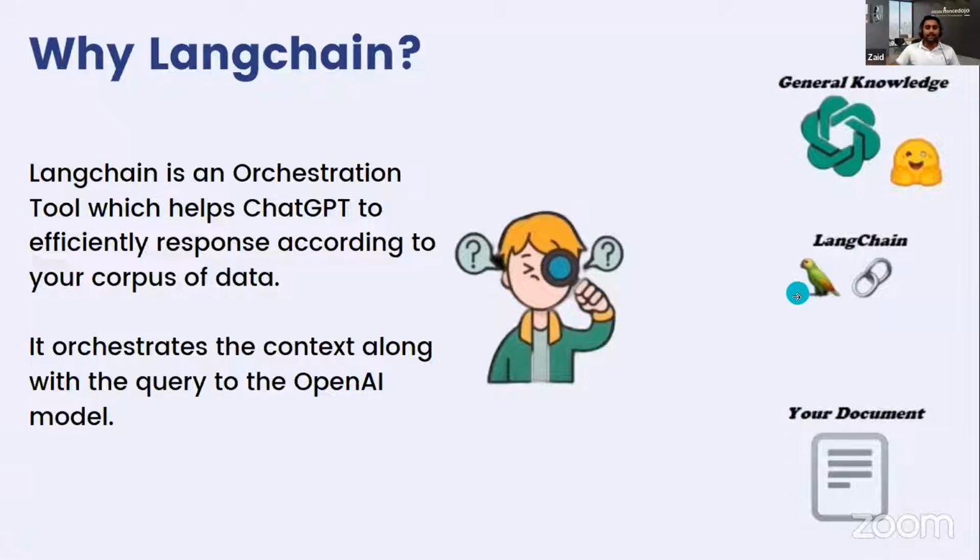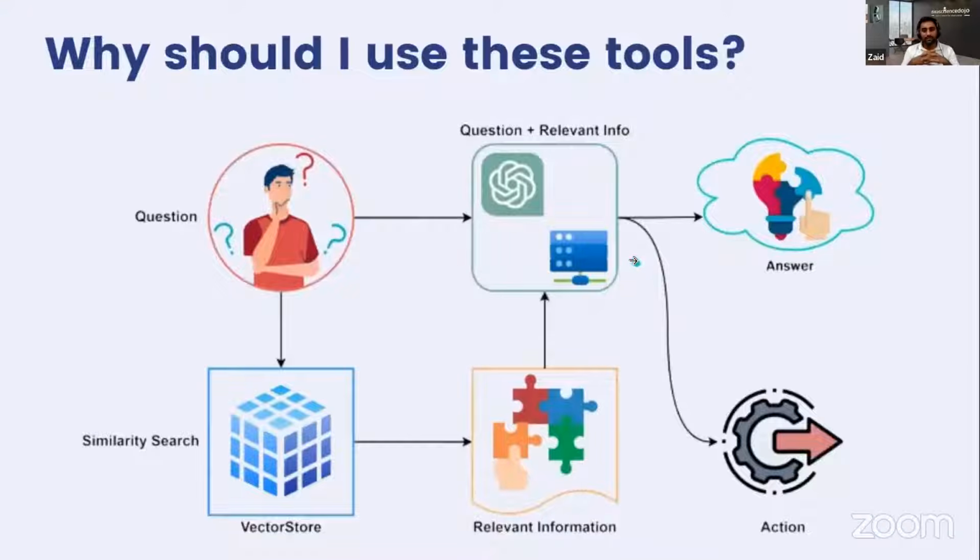So let's see the architecture, how LangChain works with ChatGPT. So this is why everyone would ask, why should I use these tools? I have the ChatGPT, and whatever I'm going to ask him, he's going to provide me. So the problem over here is that ChatGPT is trained on only the general knowledge that is available on the internet.